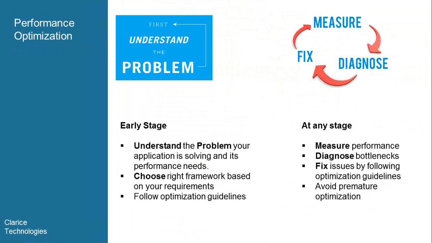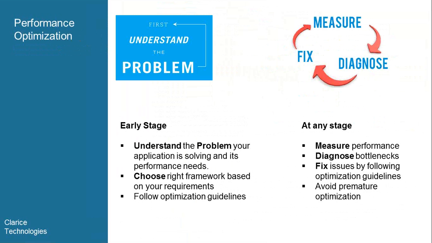If you are building an application from scratch and it is in the early stage, the way to tackle performance optimization is to understand the problem your application is trying to solve and what its performance needs are. Based on those performance needs, choose the right framework based on your requirements. And the most important point is to follow all the optimization guidelines. I will give you links to different guidelines in this presentation, guidelines which are very well defined by Steve Souders and all the web optimization experts based on their 15-20 years of experience in the web world.